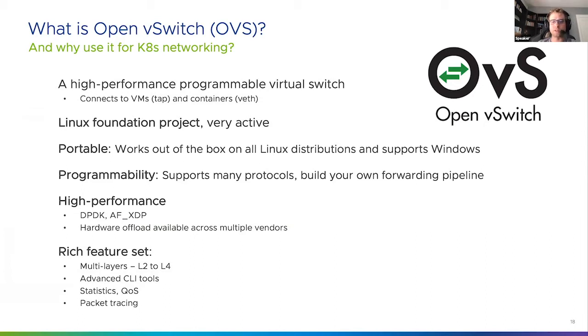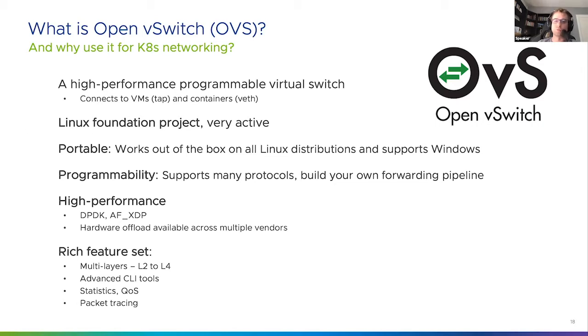OVS is well integrated into Linux. The OVS kernel module provides high performance forwarding and is available in mainstream Linux since kernel version 3.3. That means that OVS is going to work out of the box in practically all the Linux distributions. OVS is also supported on Windows, which makes it a great choice if you want to use it to build a Kubernetes network plugin, because then you don't have to duplicate software development efforts between Linux and Windows. You can pretty much use the same datapath.